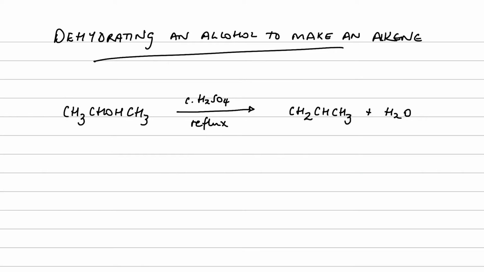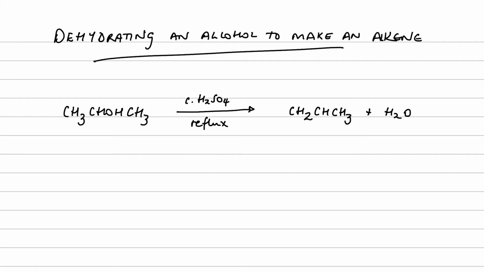In this video, I'm going to be working through the mechanism to create an alkene. Our starting reactant is an alcohol. This is an example of an elimination reaction because we're eliminating water from the alcohol to make our alkene. As always, there are many ways to do this.